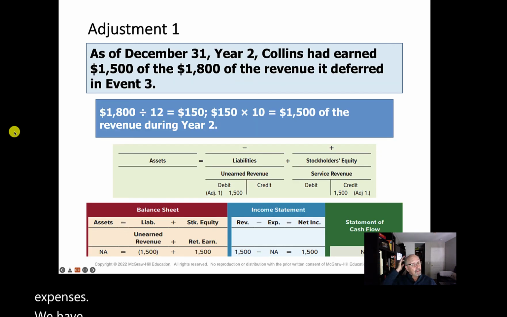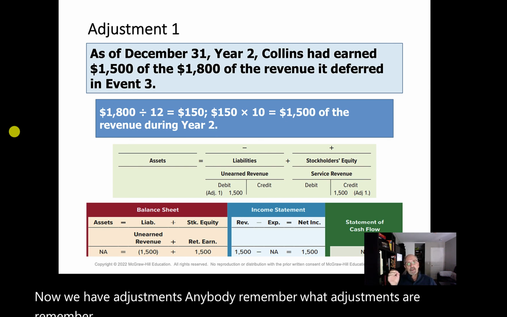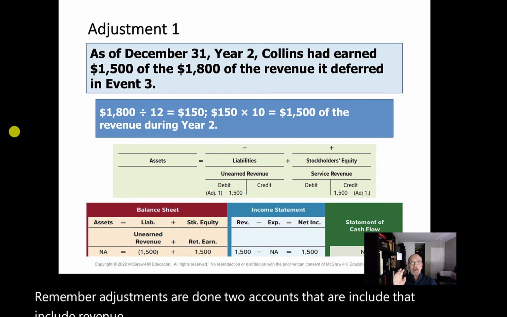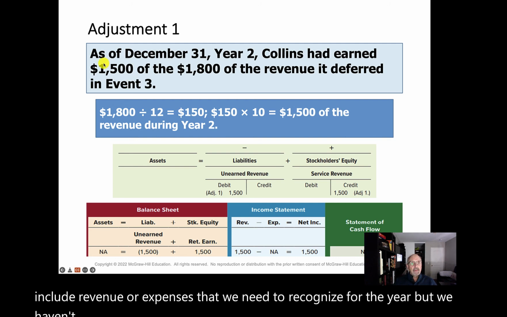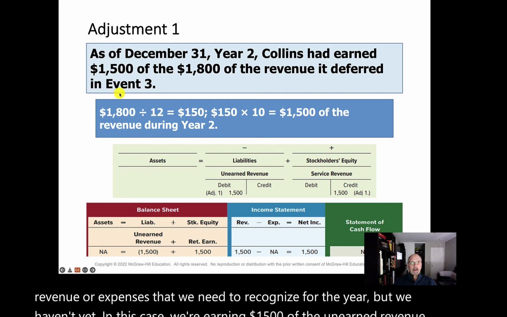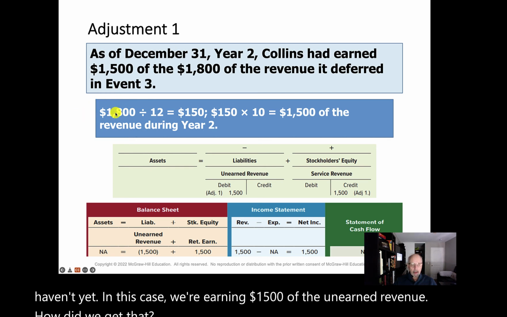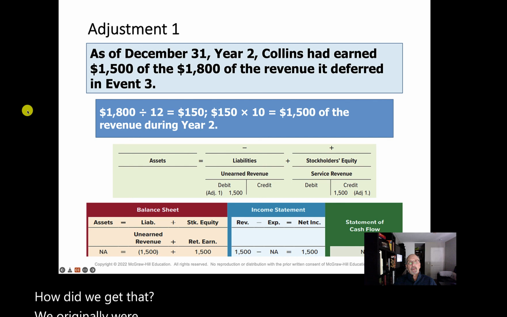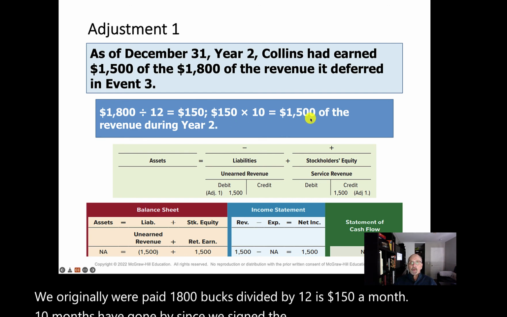Now we have adjustments. Anybody remember what adjustments are? Remember, adjustments are done to accounts that include revenue or expenses that we need to recognize for the year, but we haven't yet. In this case, we're earning $1,500 of the unearned revenue. How did we get that? Well, we originally were paid $1,800, divided by 12 is $150 a month. 10 months have gone by since we signed the contract. So we've got $1,500 of the revenue to earn.